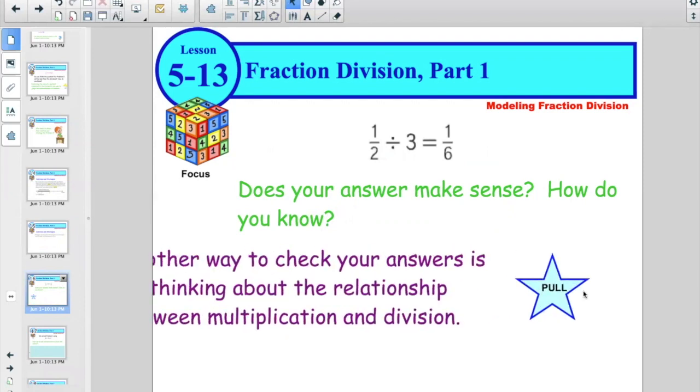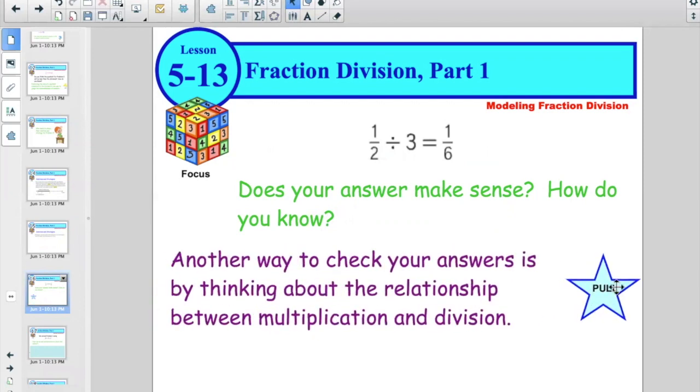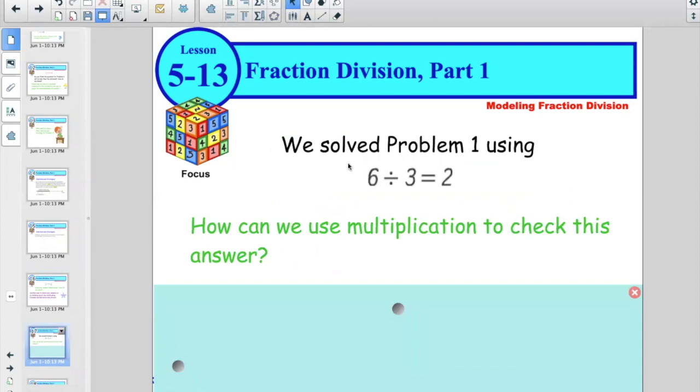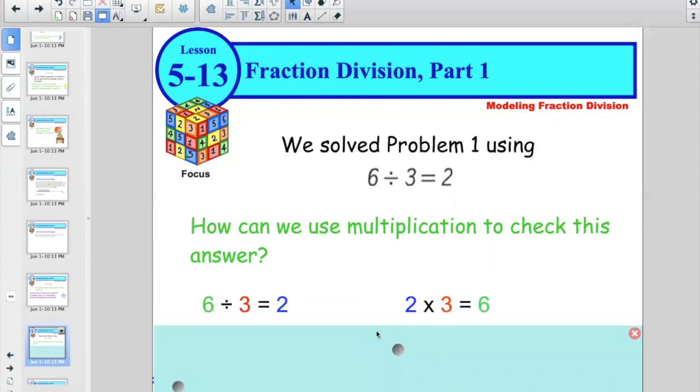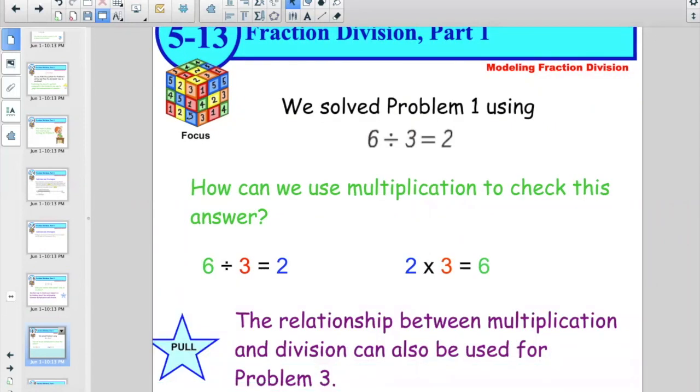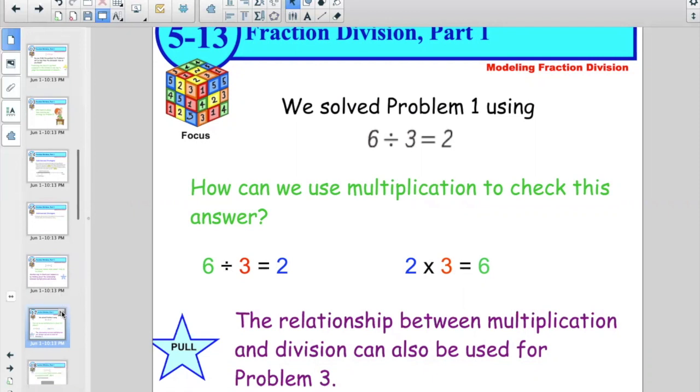And also, another way to check your answers to a division problem is to think about the relationship between multiplication and division. We solved problem 1 using 6 divided by 3 equals 2. We can use multiplication to check that answer. If 6 divided by 3 equals 2, we can take our quotient, multiply it by our divisor, and we get our dividend. The relationship between multiplication and division can also be used for problem 3.